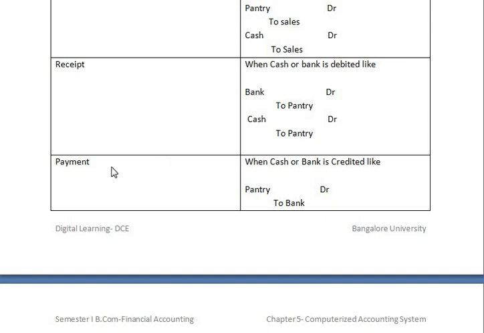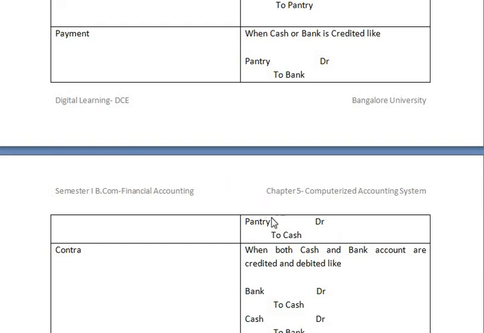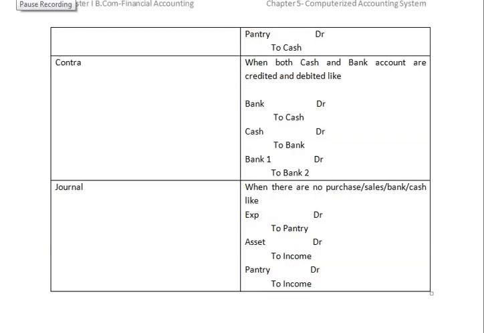In the same way, payment, when cash or bank is credited, then pantry account debit to bank account, and pantry account debit to cash account. There is a contra entry. The contra is when both cash and bank accounts are credited and debited. In this, bank account debit to cash account, cash account debit to bank account, bank 1 account debit to bank 2 account.